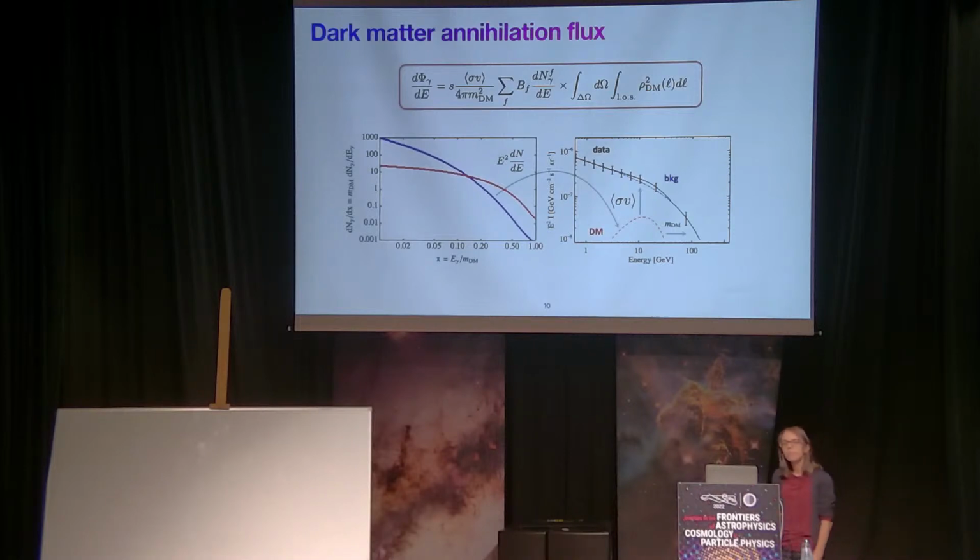Hi. I'm not very familiar with sub-GeV dark matter, but how do these limits compare to collider searches?